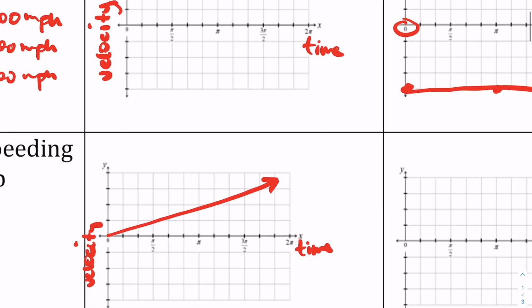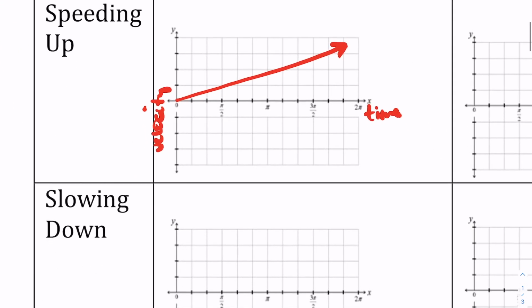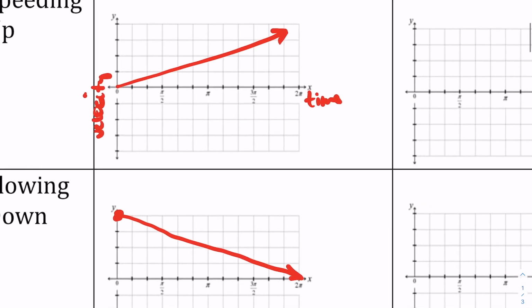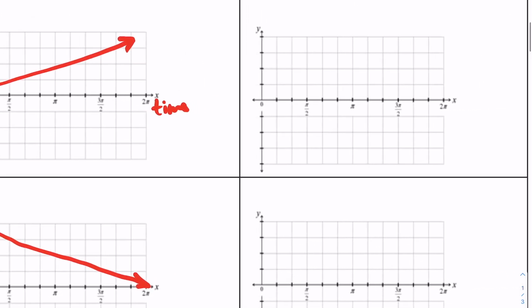And if you're slowing down, it means that your velocity would be approaching zero. So starting at a relatively high positive velocity and then approaching zero, slowing down.